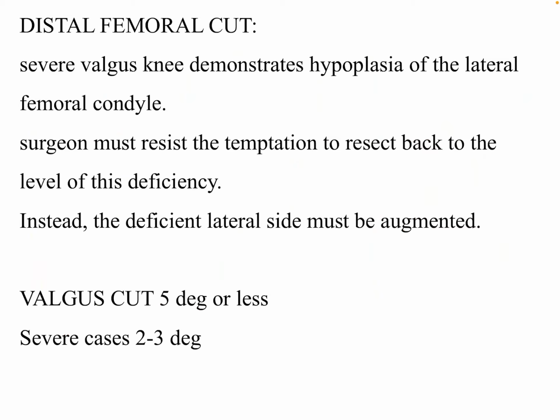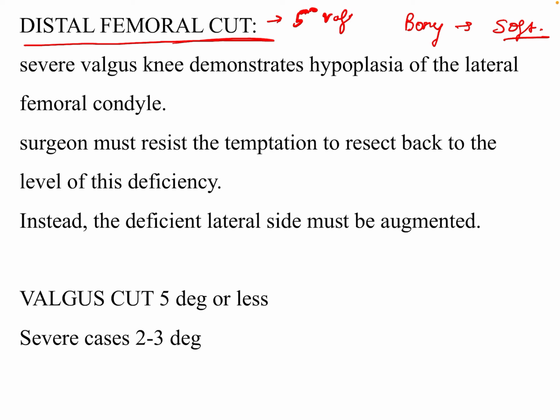Now coming to the modifications in a total knee replacement while doing this surgery in a valgus knee patient. Firstly we will discuss the bony cuts, and then we will shift to the soft tissue releases. In the bony cuts, first is the distal femoral cut. In normal cases we go for 5 degrees of valgus, and we take a 9 mm cut because the thickness of the implant is 9 mm.